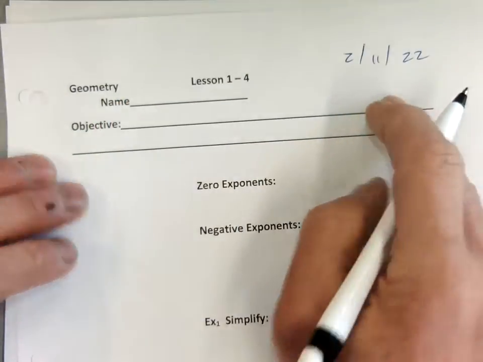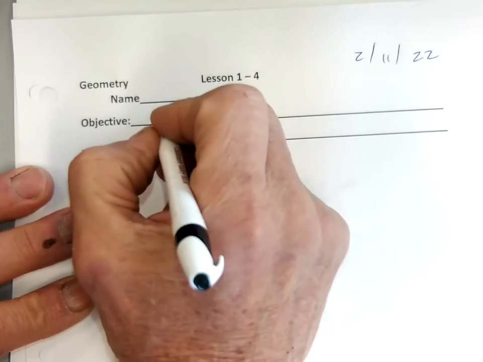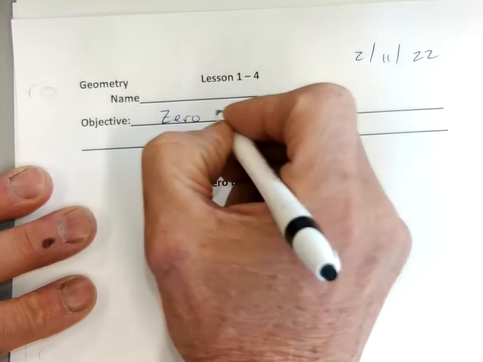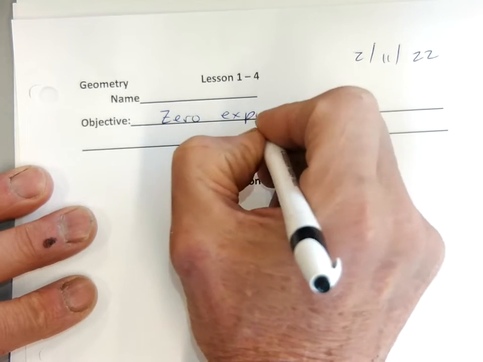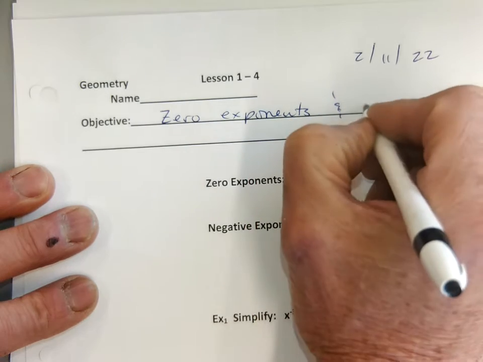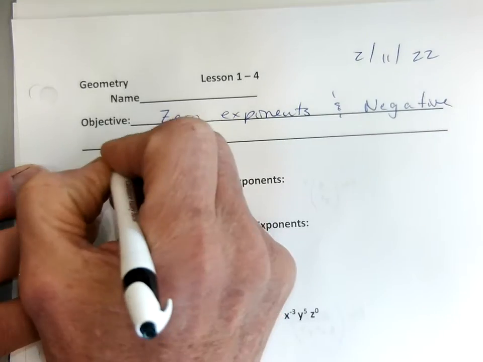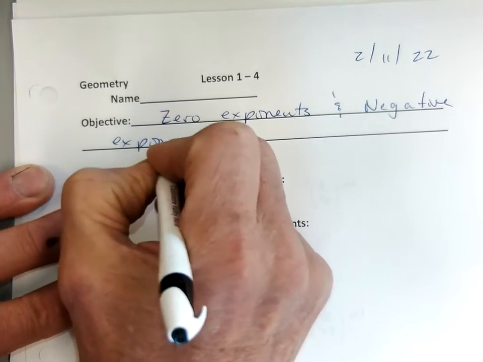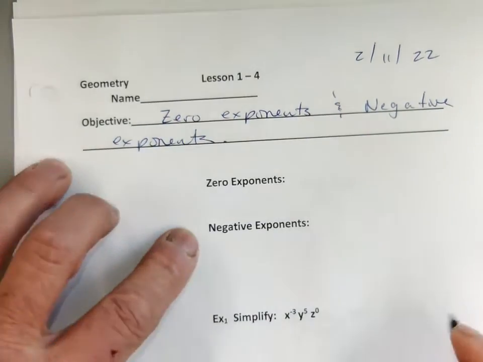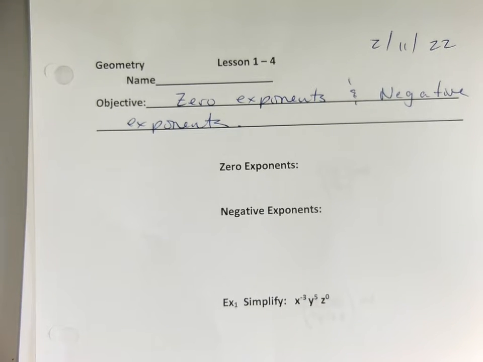Date, our objective. What we want to talk about today is 0 exponents and negative exponents. All right, 0 exponents. Well, we learned that, right?